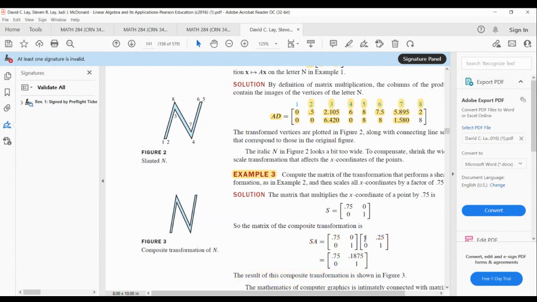Let's look at this. So what acts on the matrix D first? Is it the matrix with entries 0.75, 0, 0, 1, or is it the matrix with entries 1, 0.25, 0, 1? Which matrix acts on the coordinates first?